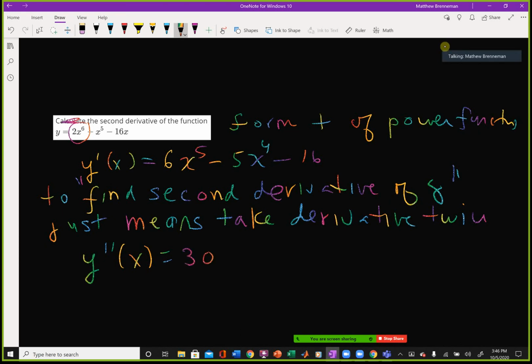So I'll bring the 5 down and have 6 times 5, which is 30, times x to the 4th. And for the derivative of the second term, I'll bring down the 4. So I'll have 5 times 4, which is 20 times x cubed. And of course, the derivative of negative 16 is the derivative of a constant, which is 0. And so this, my friends, is my final answer.